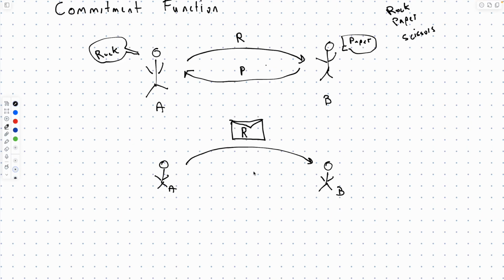put rock into a kind of envelope. Think of a paper envelope. I put the word rock in it, I seal it and I give it to Bob. Bob can't open it, so he doesn't know what I played. And what Bob will do is the same. He'll put something, say paper, into an envelope.